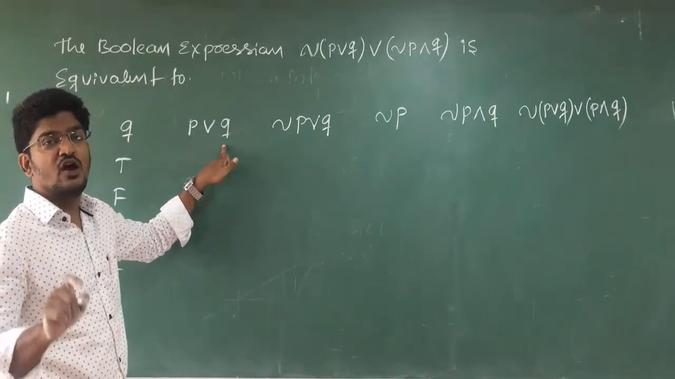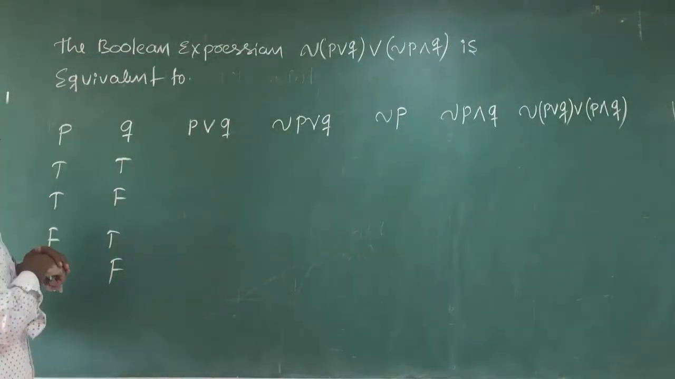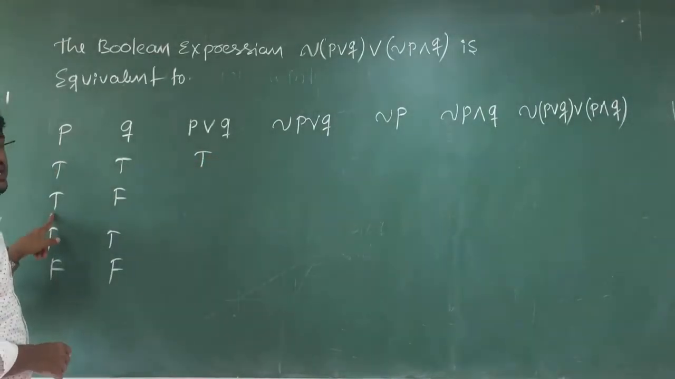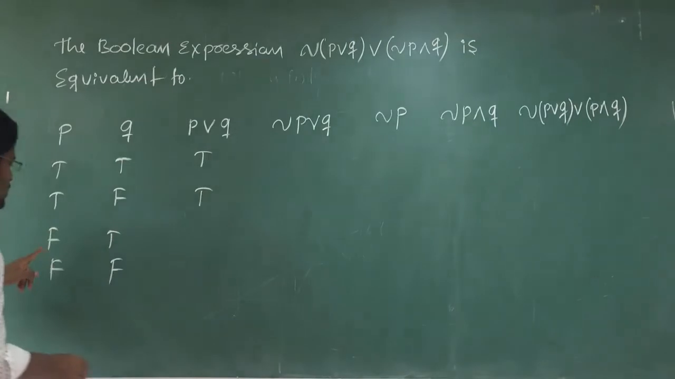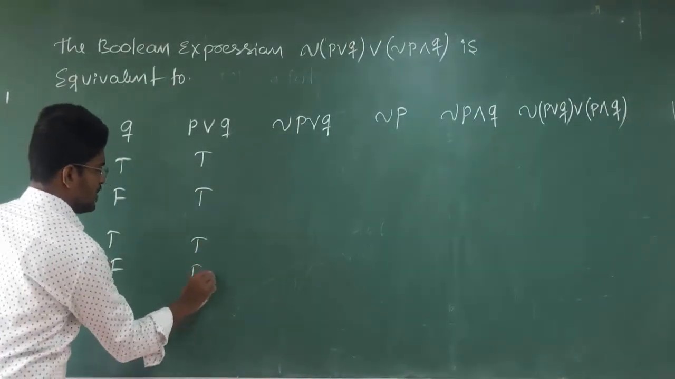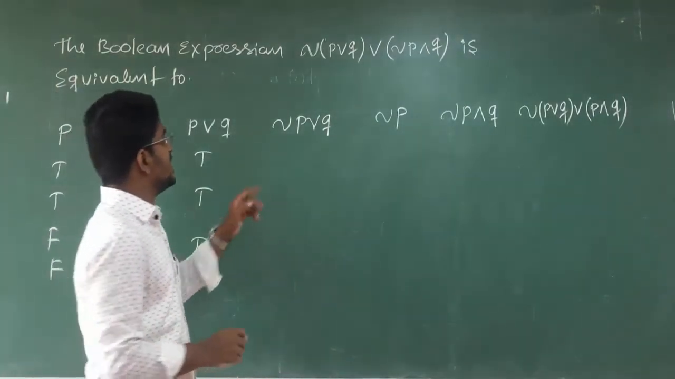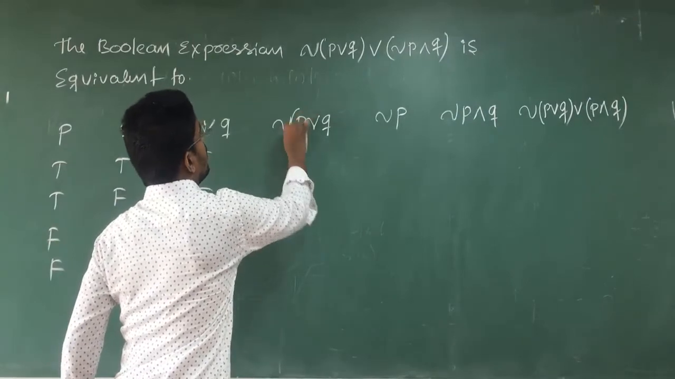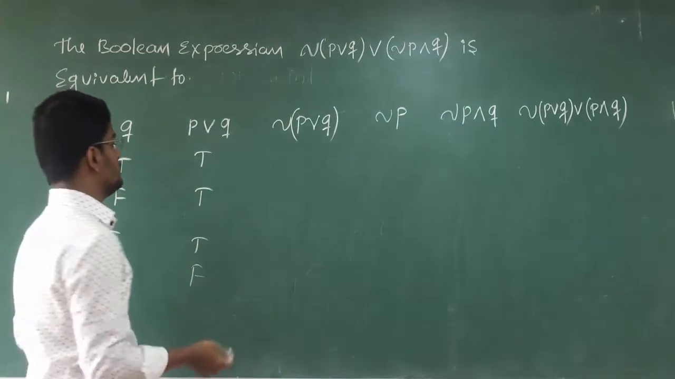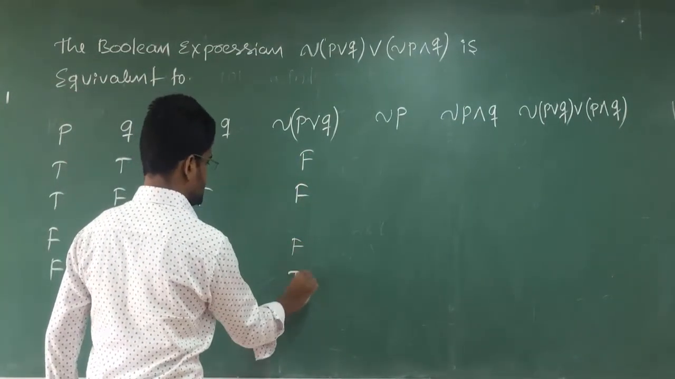As you all know, in OR, if one of the statements is true, then it will be true. Clear? So see here, true will be what? True. One of the statements is true, no problem, so it will be true. If both are false, it will be false. Clear? Now this is negation of P or Q. This is P or Q. Negation of this will be what? False, false, false, and this is true.